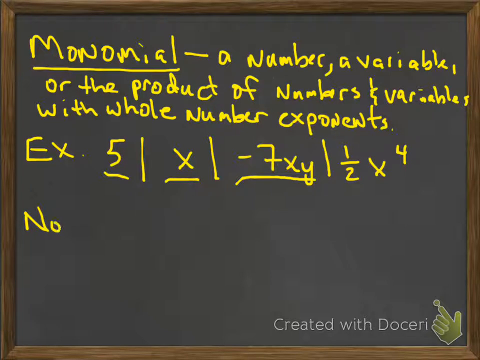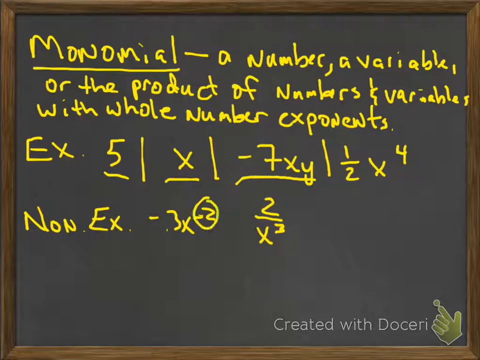Non-examples would be like this, things that we wouldn't classify as monomials: negative 0.3 times x raised to the negative 2 power, or 2 over x to the third power. Here, because we have a negative exponent, and we want whole numbers, which means non-negative exponents. Here, actually not because of that exponent, but because of the division, because we said product. So keep that in mind when we're looking at this.